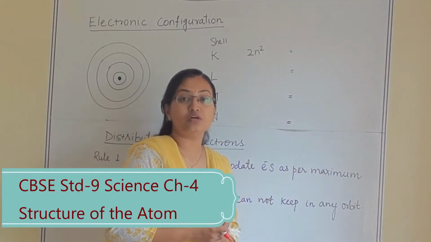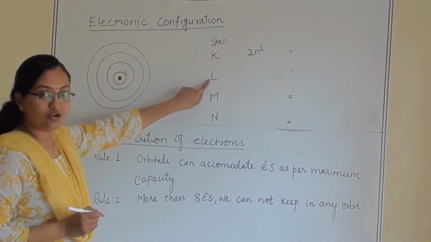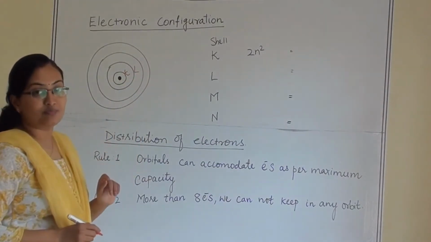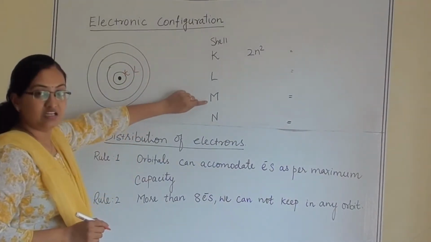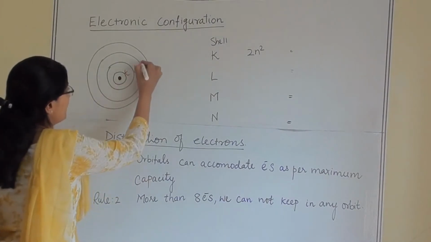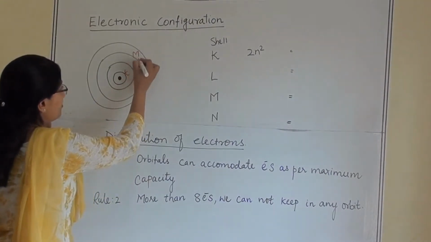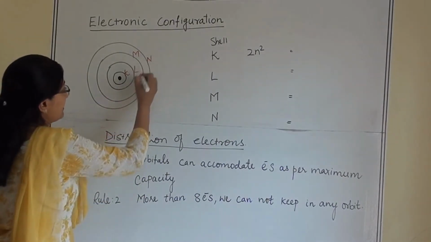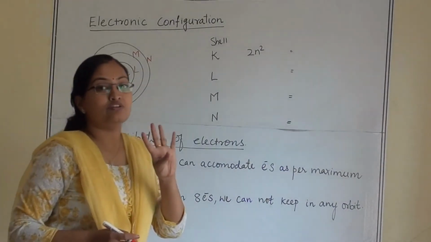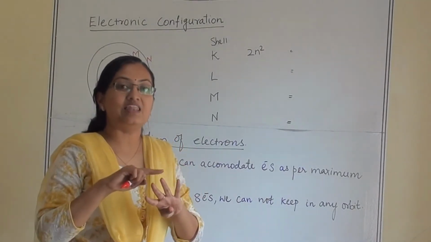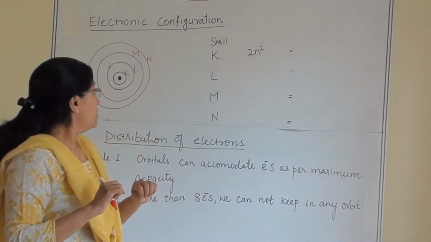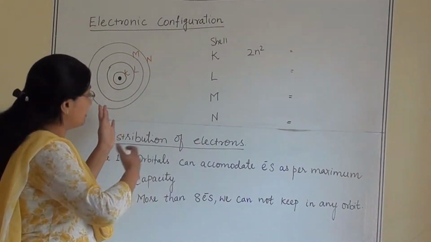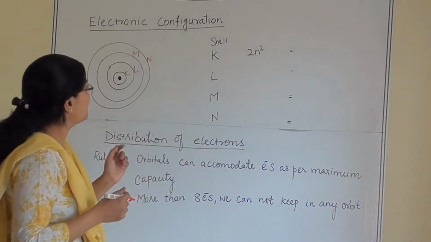Today we are going to learn about the second orbit, that is L. So next to K is orbit L. Then the orbit M. Next to L, this will be our orbit M. Next to M, it will be N. So we have a total of 4 orbits: K, L, M and N. These orbits start from the nucleus and go far.